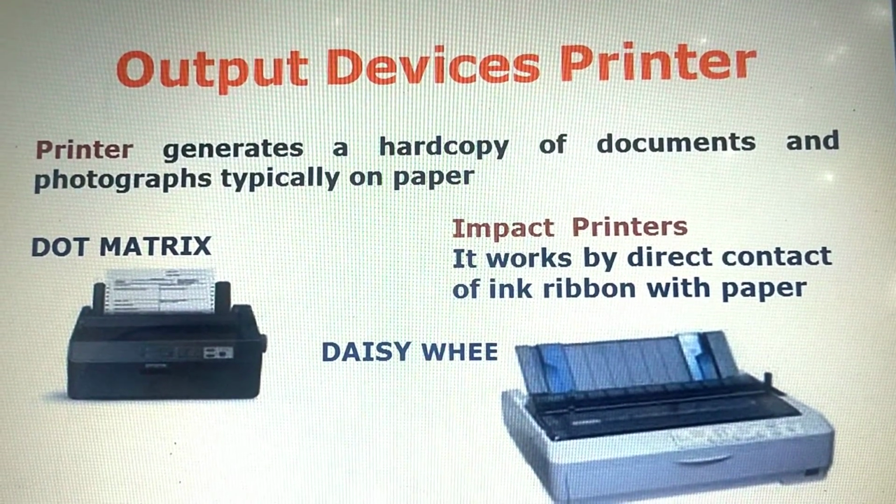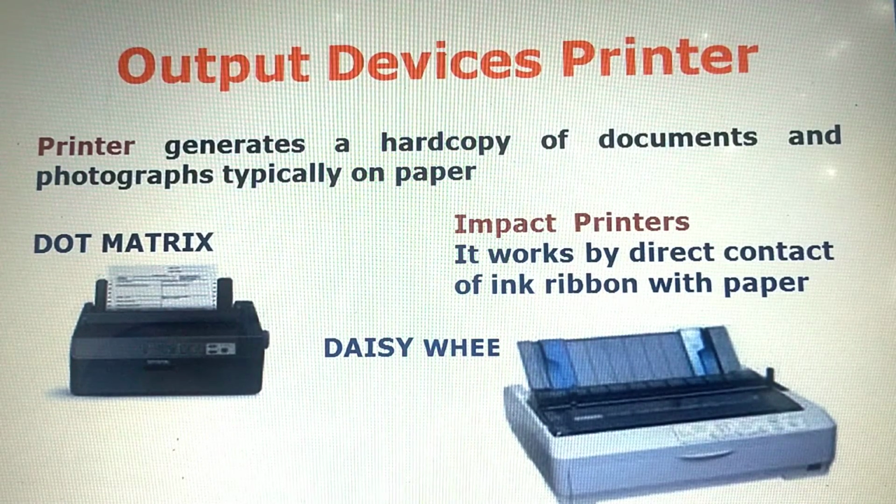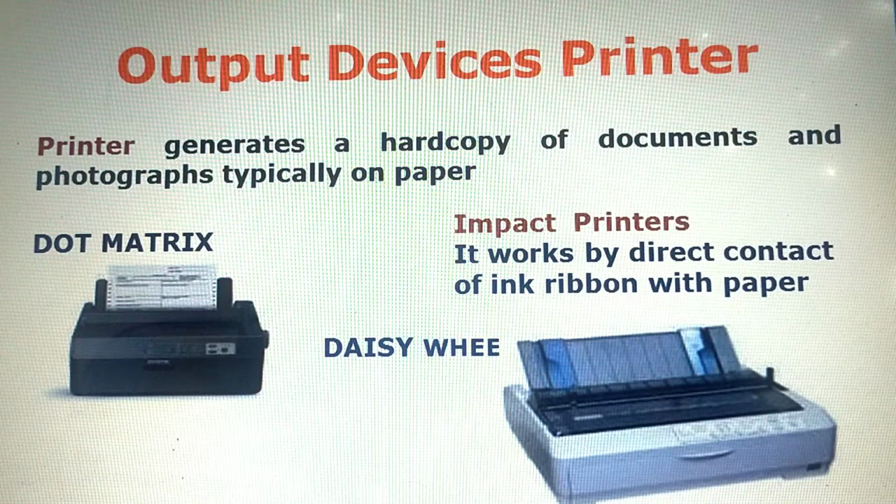Next output device, printer. Printer generates a hard copy of documents and photographs, typically on paper. Impact printers. It works by direct contact of ink ribbon with paper.